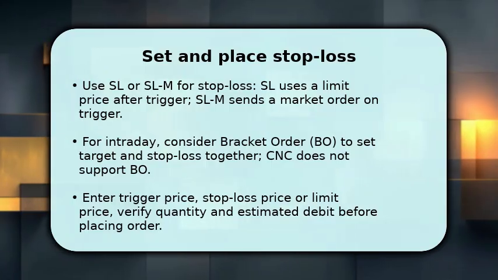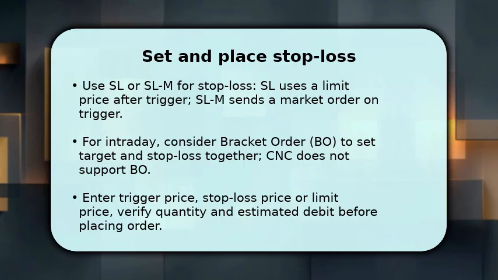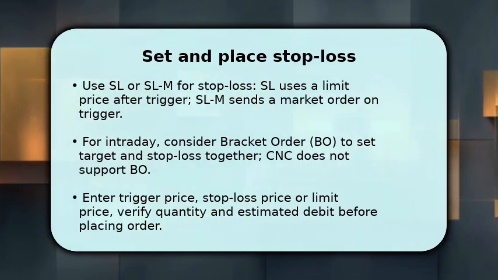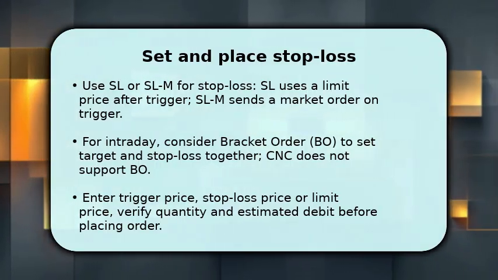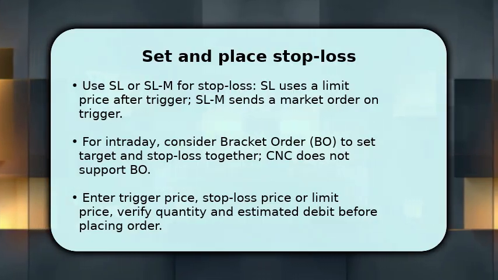For intraday trades, using a bracket order lets you set both target and stop loss and houses an automatic exit. CNC delivery doesn't support BO. Carefully enter the trigger level slightly beyond support, set the stop loss or limit, confirm quantity and margin, and then submit the order to Kite.